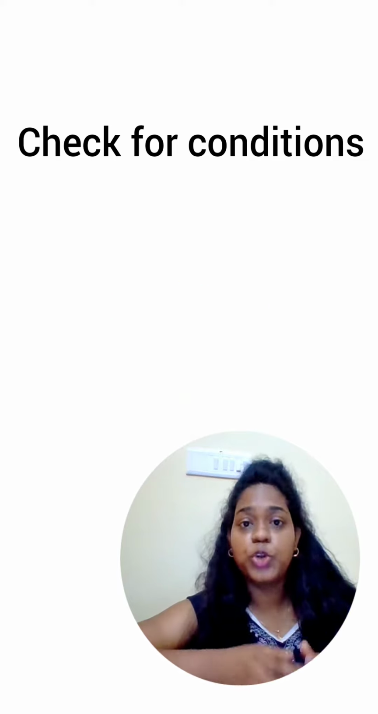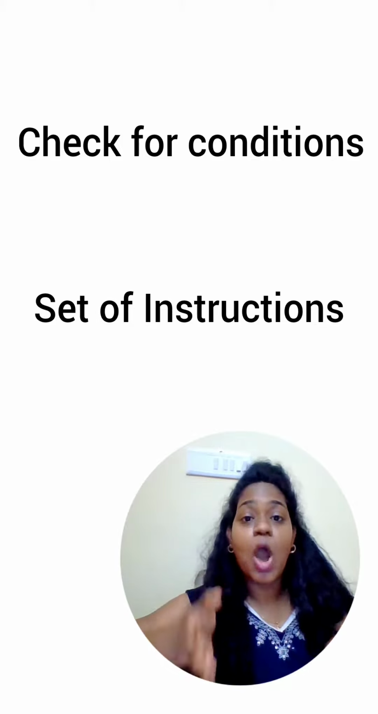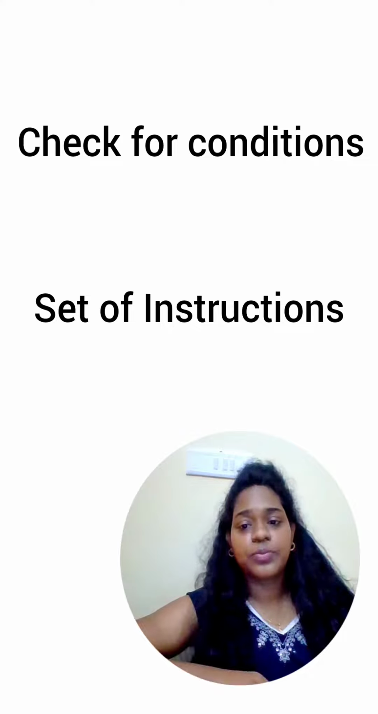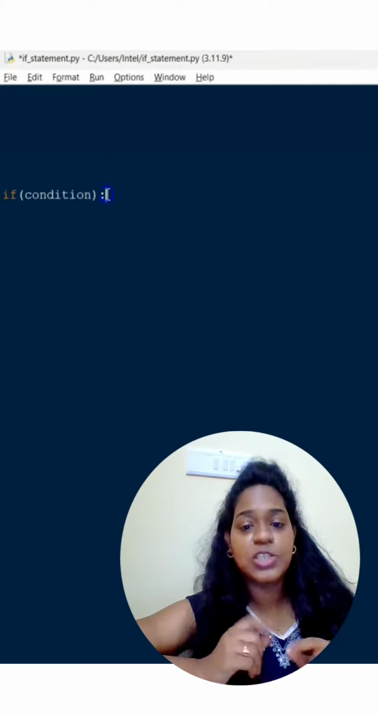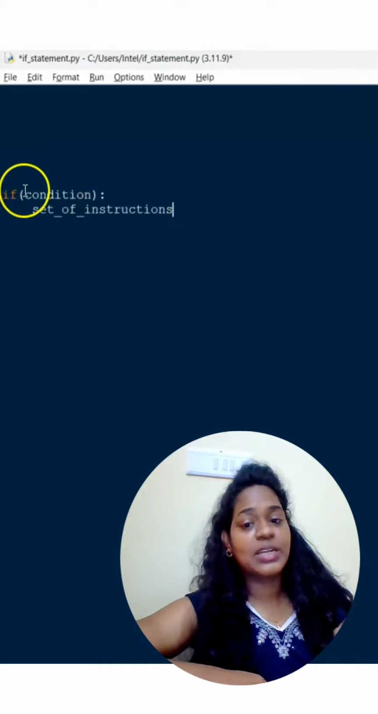We can tell Python to do a set of instructions if the output is true and a different set of instructions if the output is false. How do we do that? For now, let us see about the if statement to do a set of instructions when the condition is true. The syntax for the if statement is this.